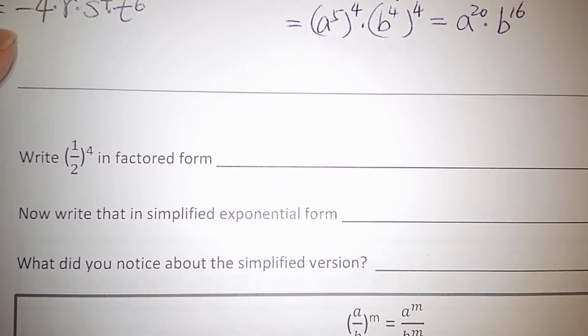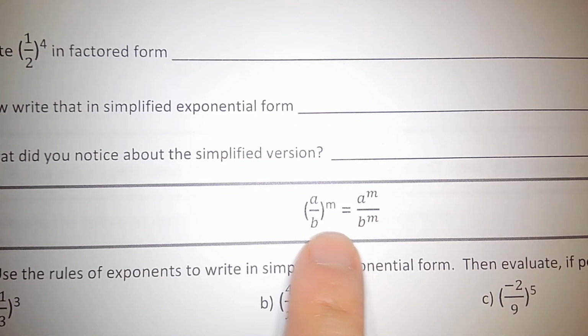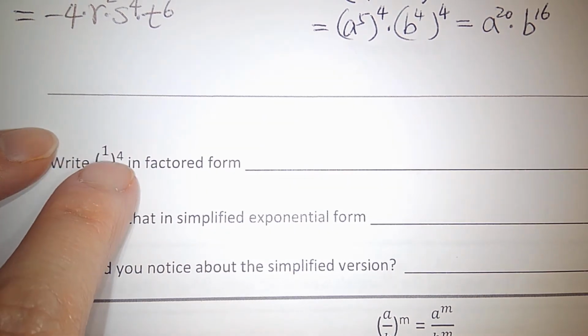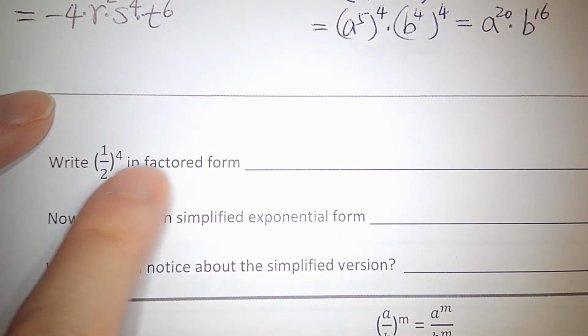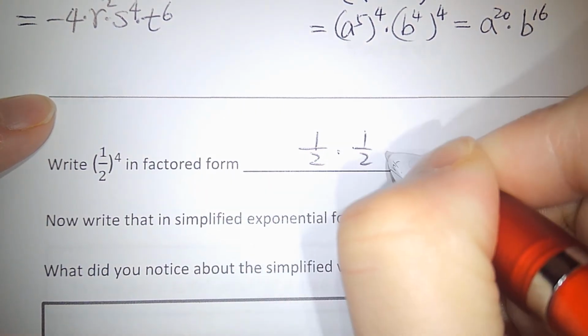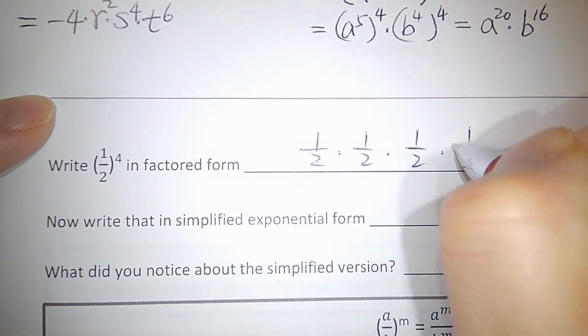Alright, so let's look at, this probably is our last rule in this section, okay? 1/2 to the fourth power in factored form. How to write it in factored form? 1/2 times 1/2 times 1/2 times what? 1/2, right?